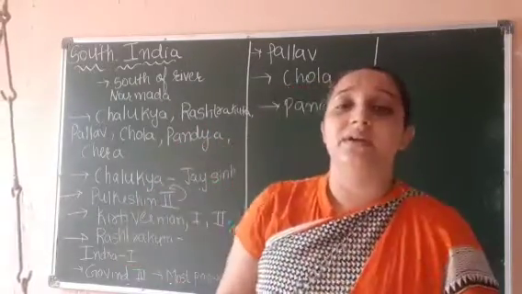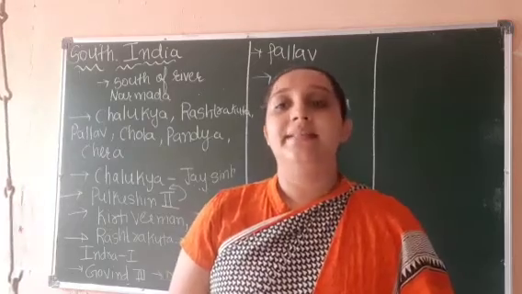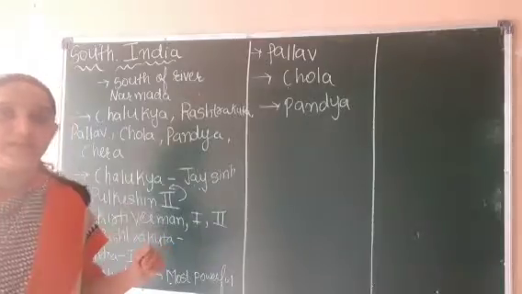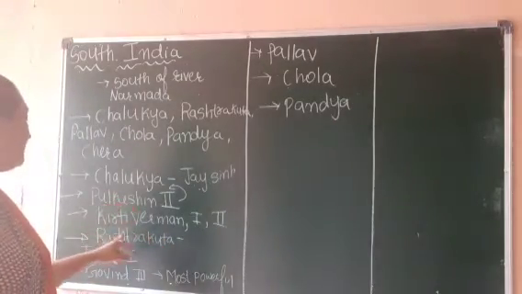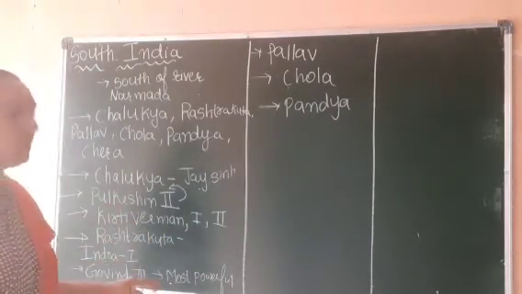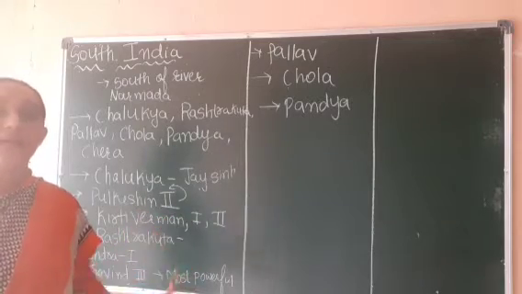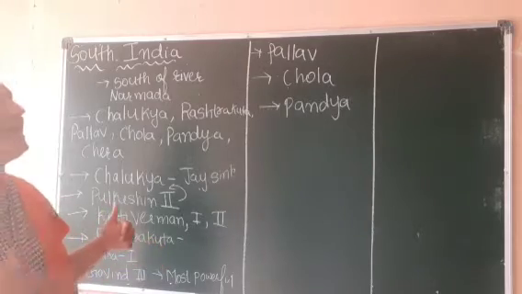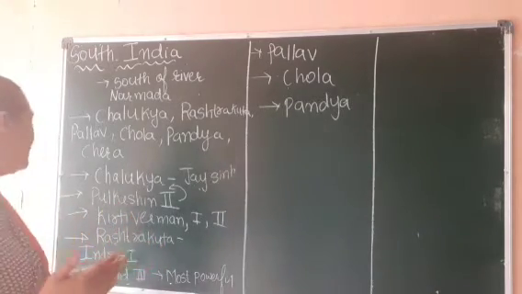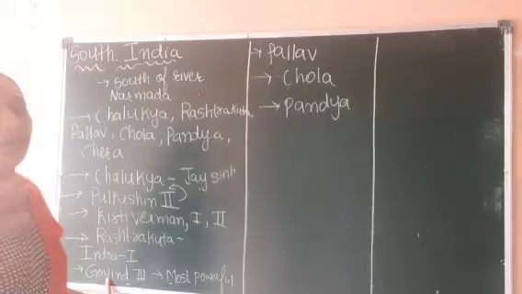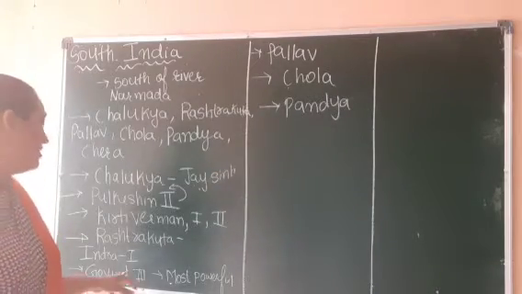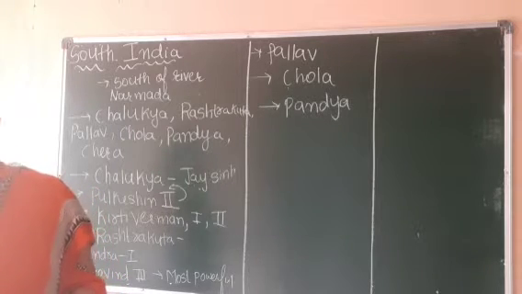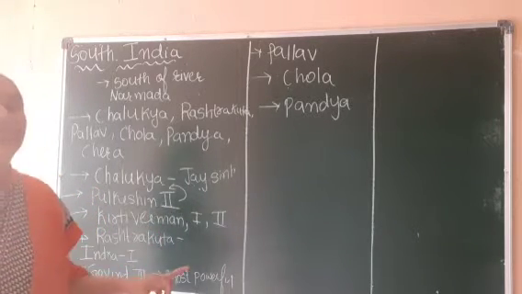when it started to weaken, at that time the Rashtrakut dynasty arose. They came into existence. Now it is believed that Indra I was the first king of the Rashtrakut dynasty. After that many kings came in this dynasty, but among all of them, Govind III was the most powerful king of the Rashtrakut dynasty.